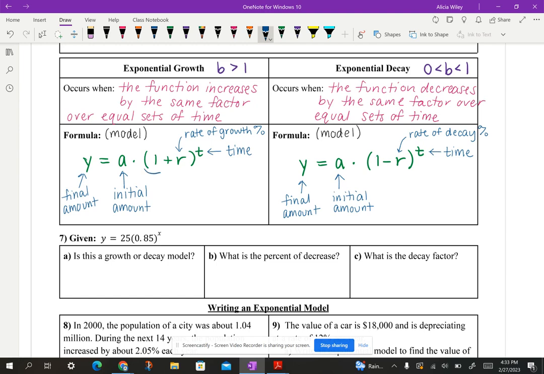And then the last thing here is this entire parenthesis. The parenthesis is going to be your base. And they call the base your growth factor, your growth multiplier. That's what it's multiplying by to get bigger and bigger and bigger. So that's your same factor that I talked about here. That's the growth. Now for decay, they don't call it the growth factor. They call it the decay factor. But again, that's going to be your base. Okay. So those are the formulas. That's what everything means.